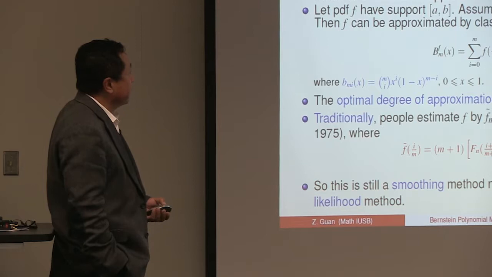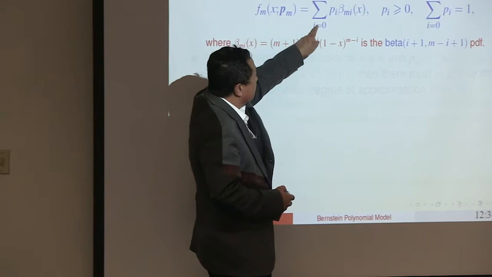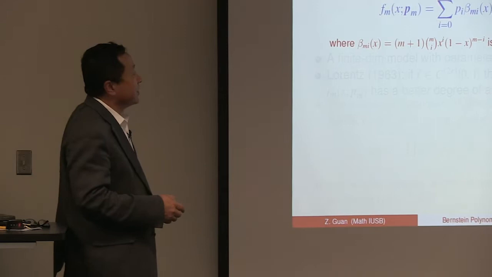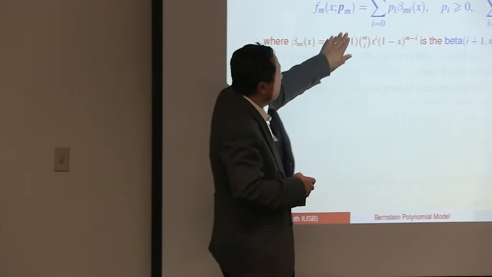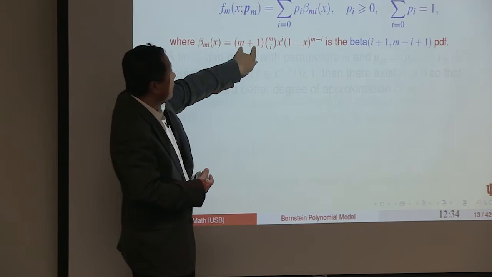I just model this unknown density function as a parametric model. Because those coefficients are unknown, we treat them as unknown parameters. Then we can use a maximum likelihood estimate. But here, I changed this. Originally there is a b, but I changed it to beta, so that this is a beta distribution density. So I just simply multiply b by m plus 1. So this happened to be a beta distribution density.